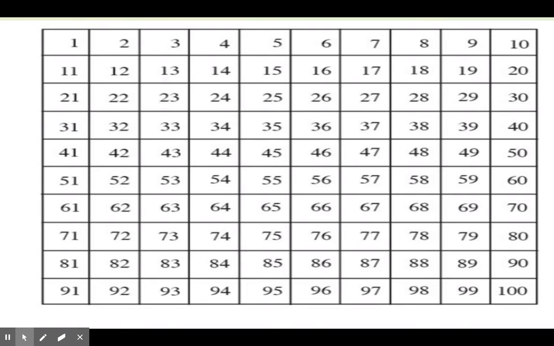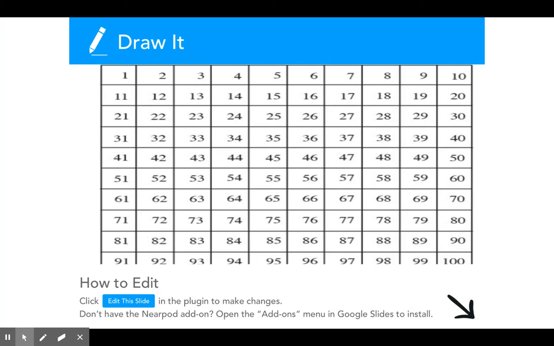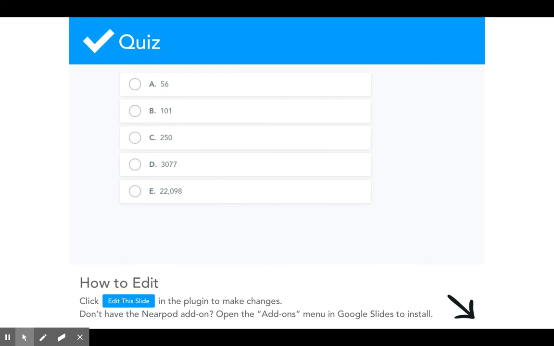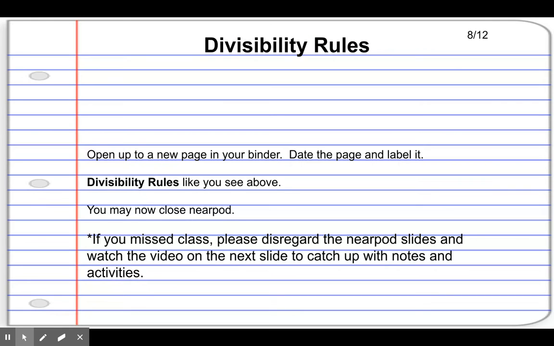But there are some tricks that are going to help you with the larger numbers and identifying if they are divisible by 4. So in class, we did a draw activity with that, kind of outlining what we just looked at. And then I gave everybody a little quick quiz. So we're going to skip over those parts and we're going to go into our notes. So in your notes, you're going to open up your notebook and find a new page and label it 8/12 and then write divisibility rules on the top of your page.